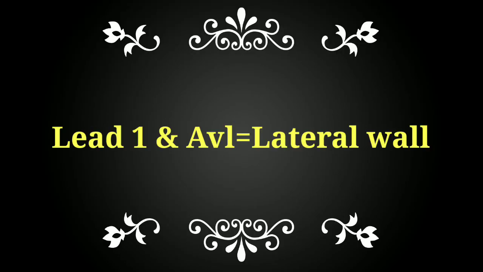And if this is the heart, it has an inferior wall, a lateral wall and an anterior wall. Then lead 1 and AVL are looking at the heart from the lateral side or the lateral wall, which is being supplied by the left circumflex artery.